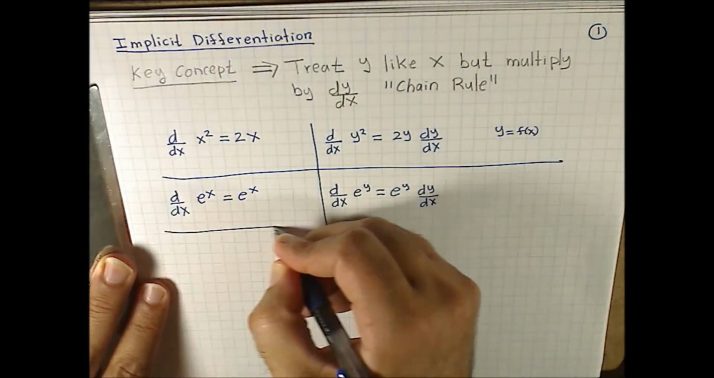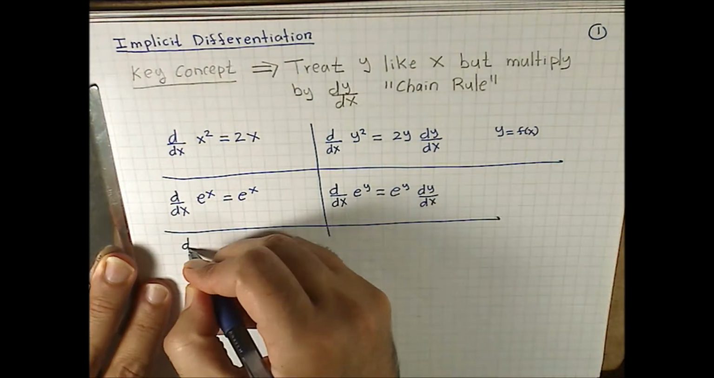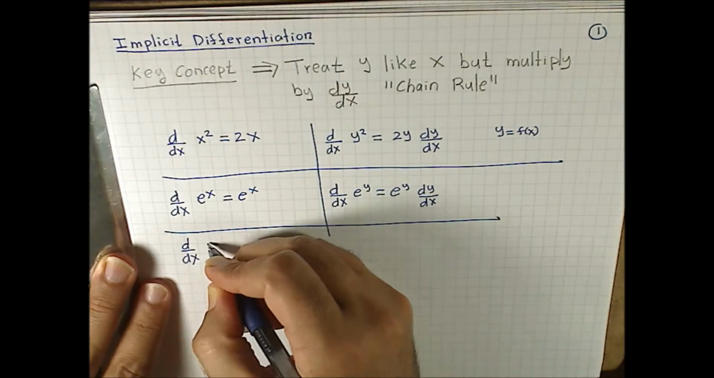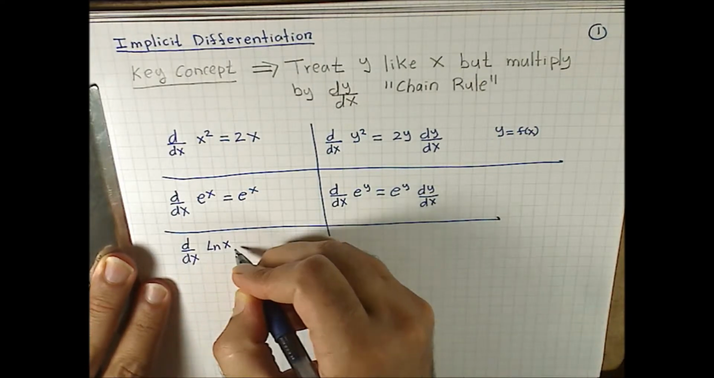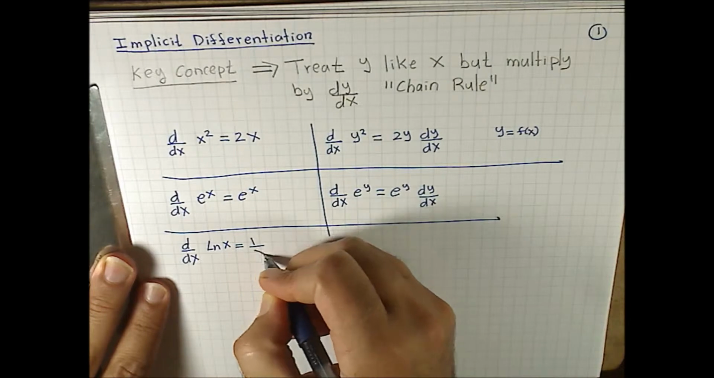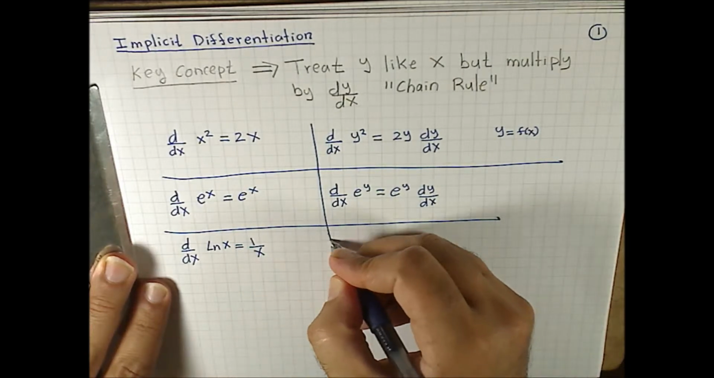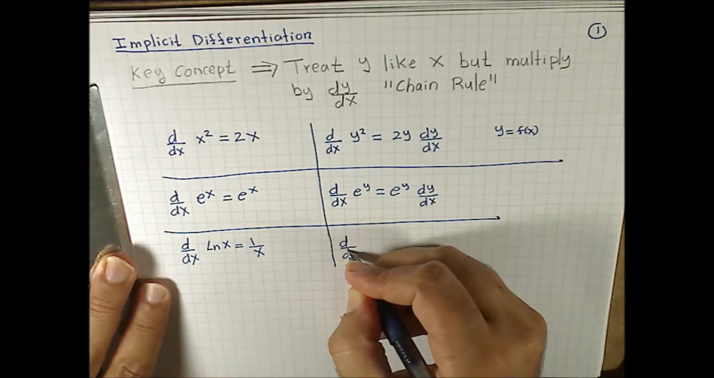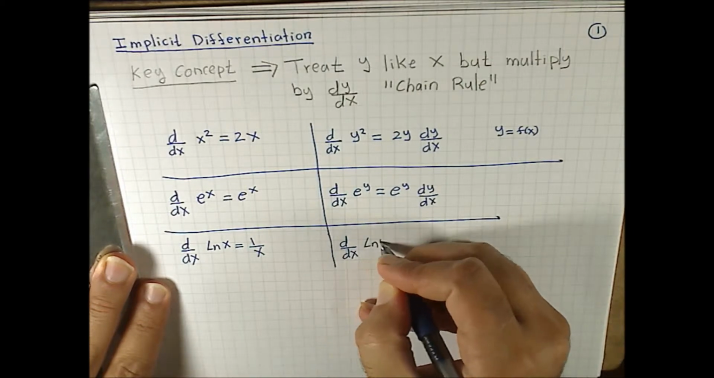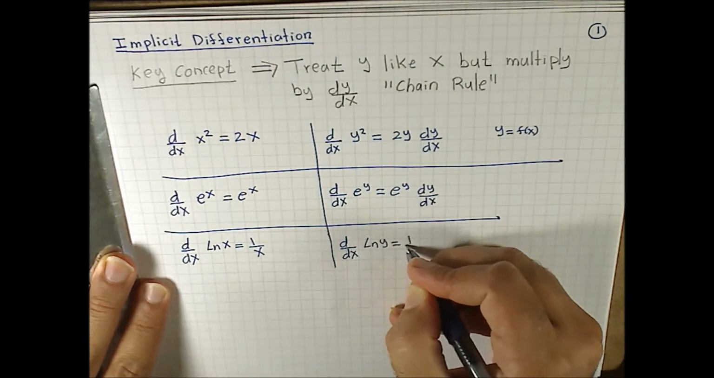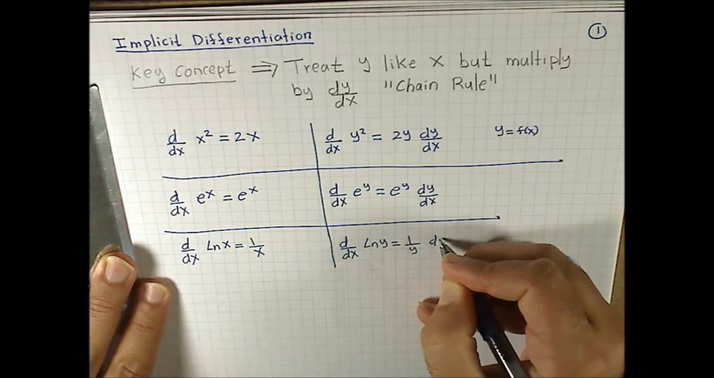Another example, d/dx of ln x is 1 over x, but d/dx of ln y is equal to 1 over y times dy/dx.